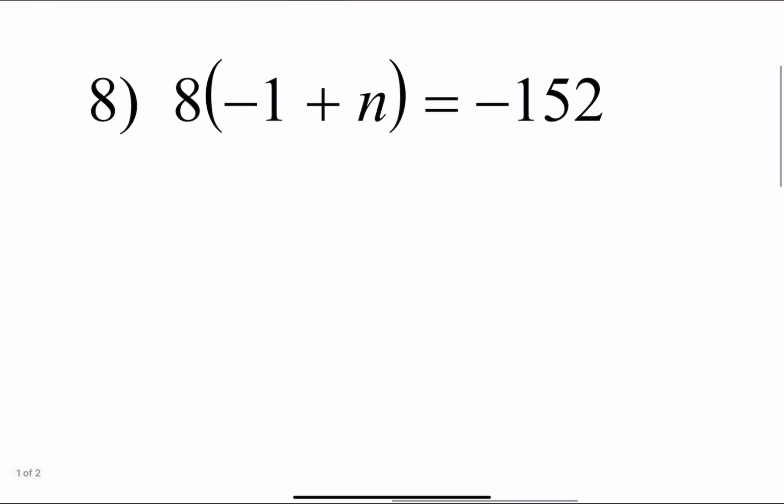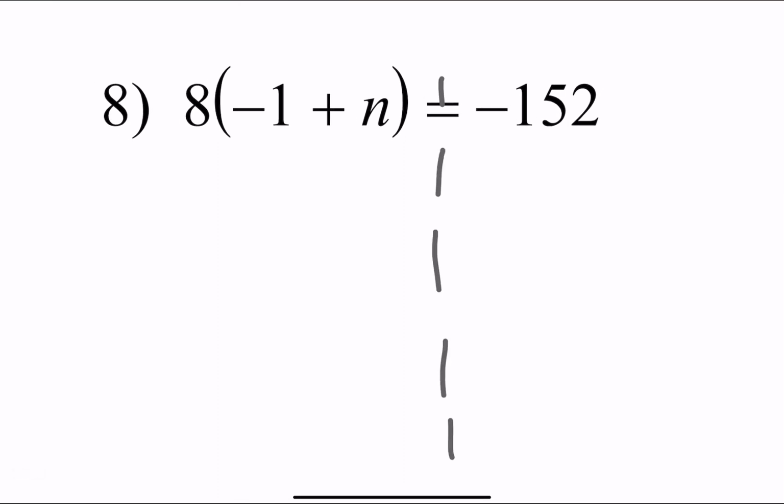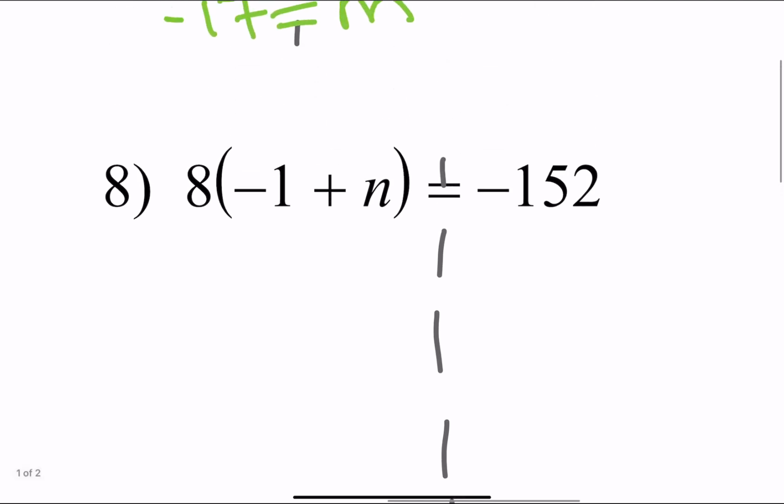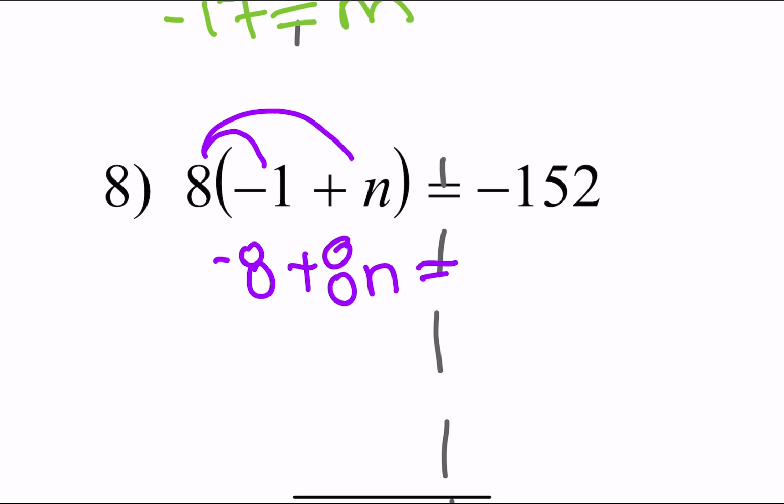This next one here, we actually have 2 ways to solve this, but I'm going to stick with the way that's probably more normal of what we've seen. So we have 8 parentheses, negative 1 plus n. So if we have 8 parentheses, negative 1 plus n, we're going to multiply that 8 on both sides, or in the parentheses, right? Because we want to get rid of that. So we have negative 8. 8 times n is plus 8n equals negative 152.